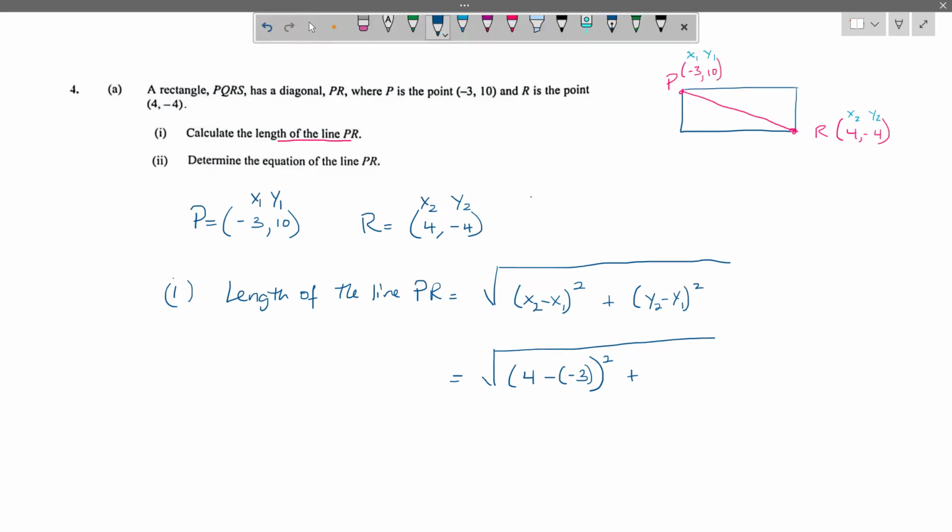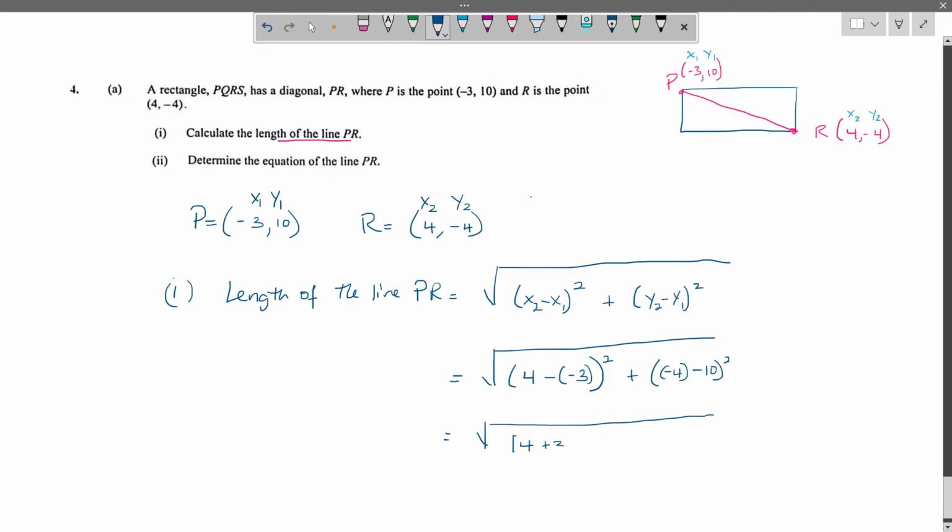And on the next side, we have y2, -4. We put our negative numbers in our bracket. Minus y1 is 10, squared. So once we put in our formula, we identify our values x1, y1, x2, y2, we just have to substitute and solve. So now I'll get (4 plus 3) squared. And inside of here, I'll get -14, minus, both of them minus, so you keep the sign and add, squared.